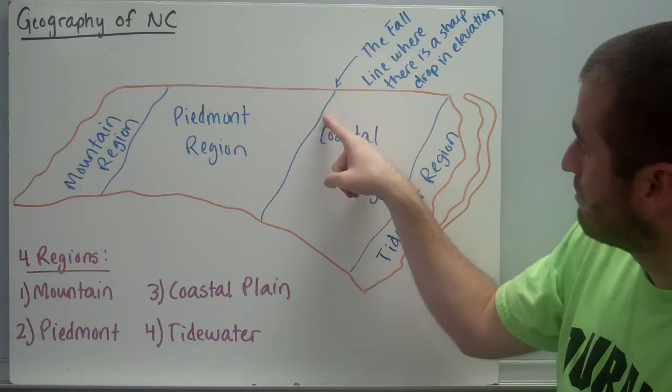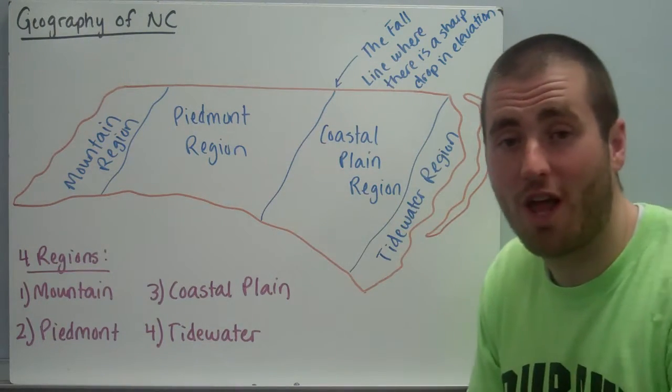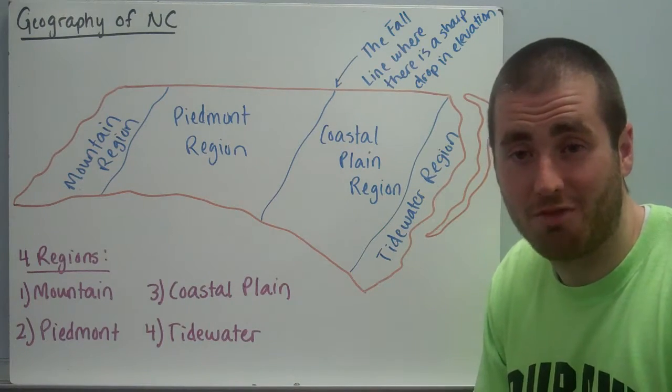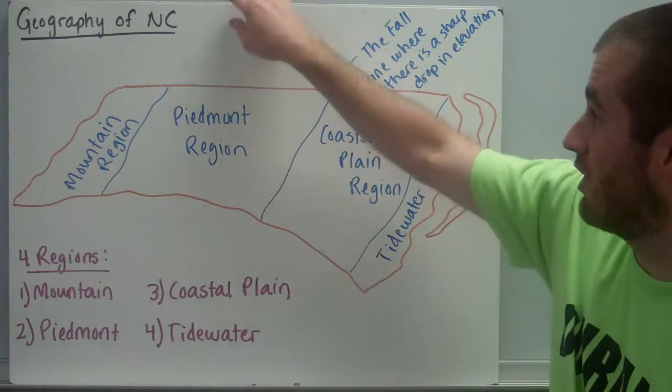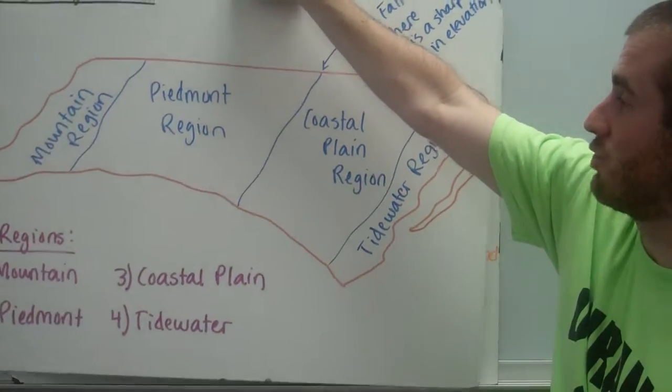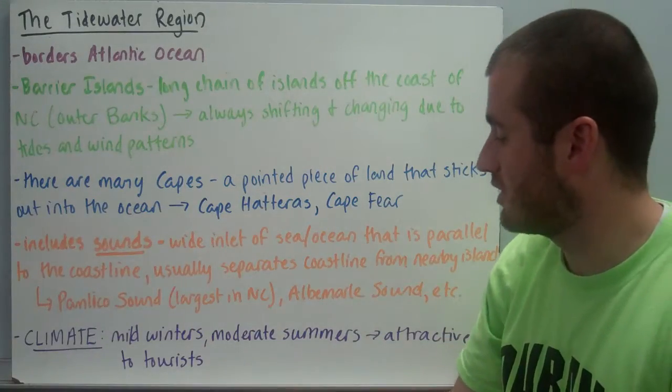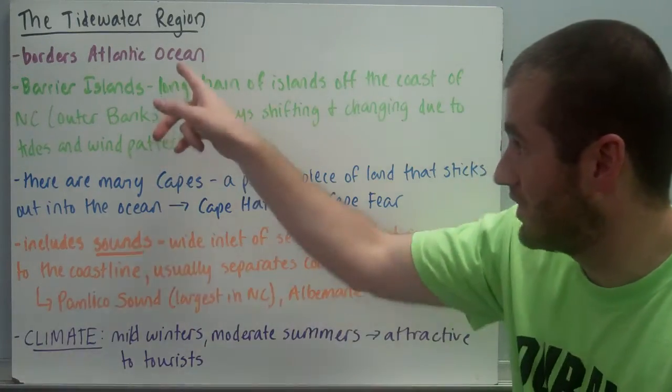This line that separates the Piedmont and the coastal plain is known as the fall line because there's a drastic drop in elevation, and there's tons of rivers that kind of run through there to kind of mess with the elevation, if you will. So the tidewater region is probably the most unique, I guess. It borders the Atlantic Ocean.